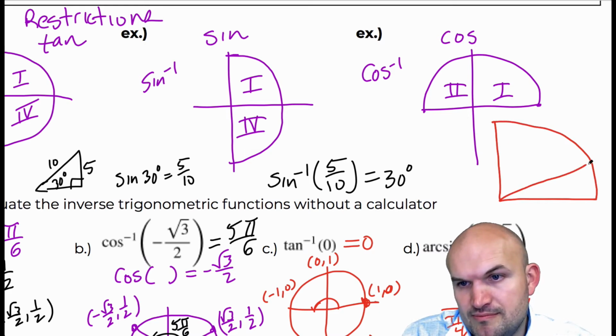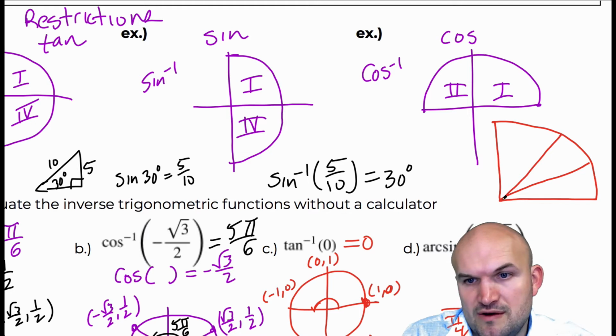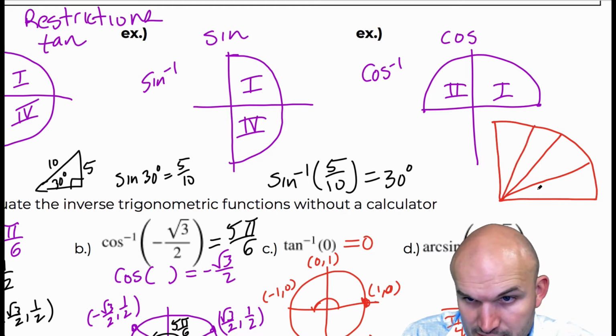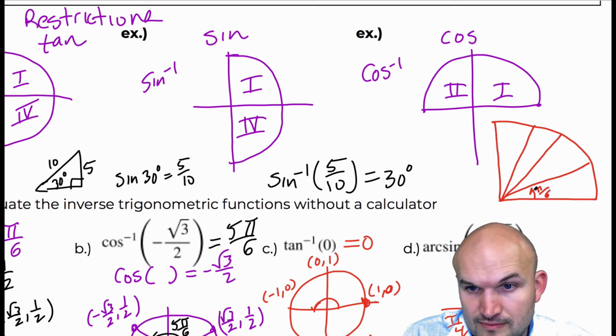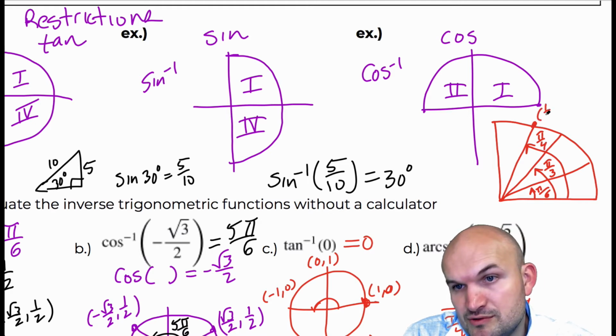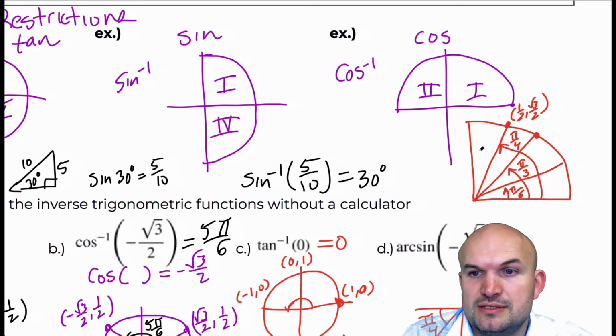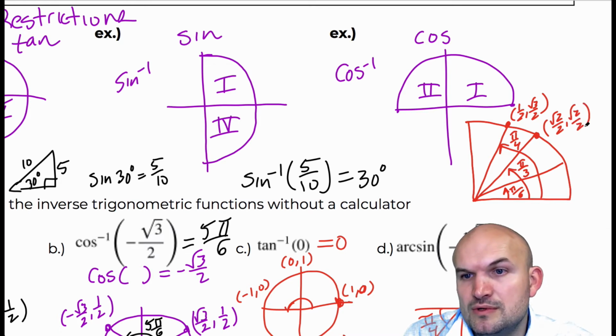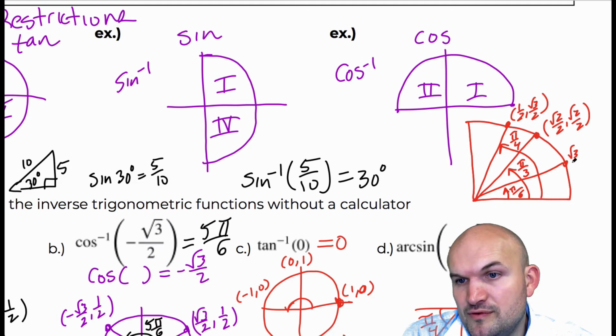So I'll do pi over 6, pi over 4, pi over 3. So again, we have pi over 6. From here to here is pi over 3. And then from there, there is pi over 4. So just remember, again, these points here. This is going to be 1/2, comma, square root of 3 over 2. This point is square root of 2 over 2, comma, square root of 2 over 2. And this coordinate point is square root of 3 over 2, comma, 1/2. Okay?